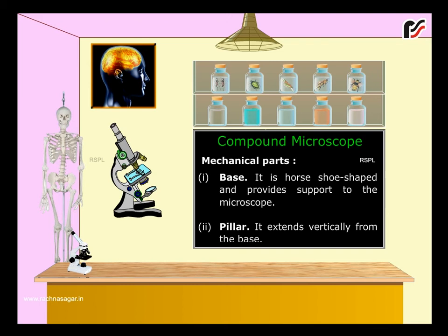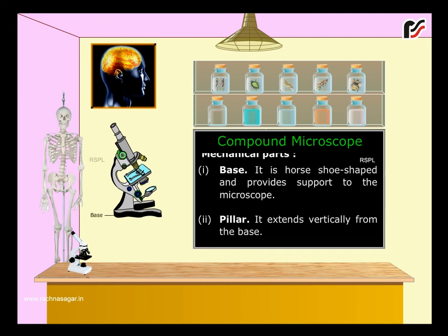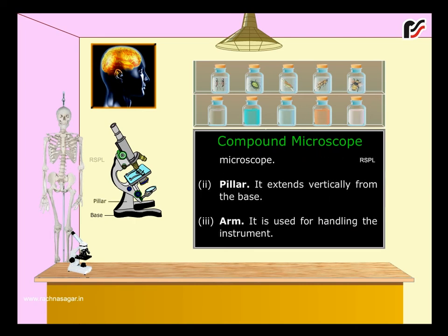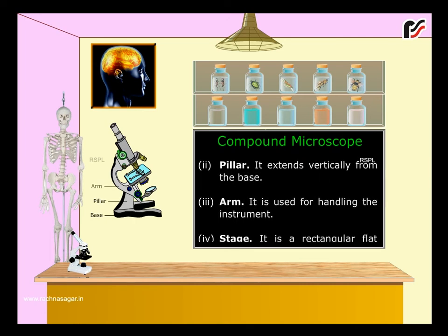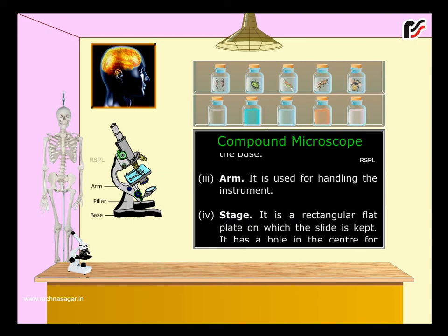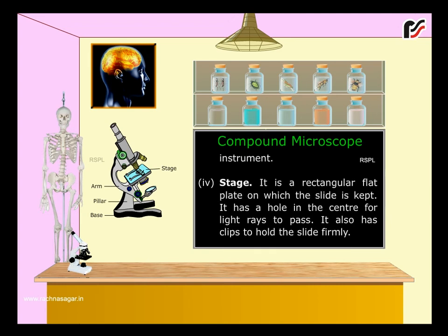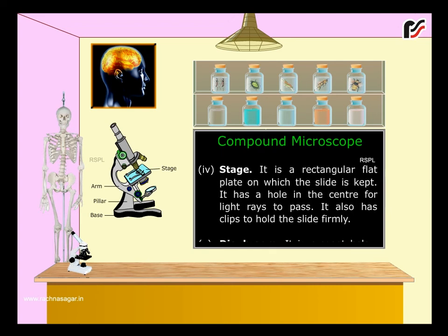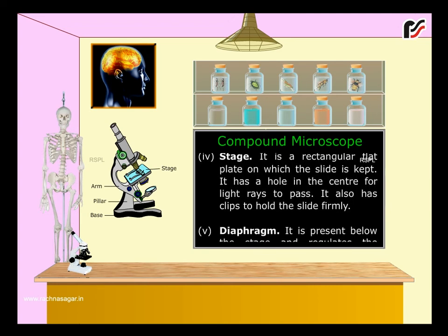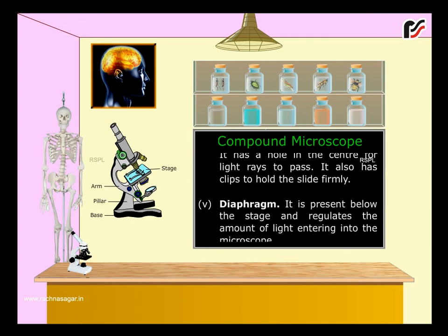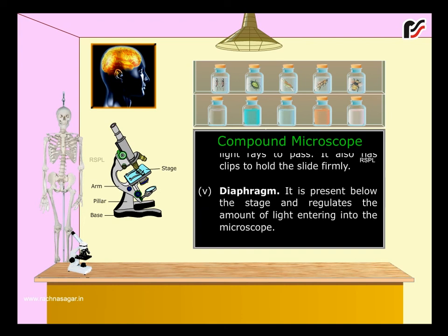Mechanical parts. Base. It is horseshoe shaped and provides support to the microscope. Pillar. It extends vertically from the base. Arm. It is used for handling the instrument. Stage. It is a rectangular flat plate on which the slide is kept. It has a hole in the center for light rays to pass. It also has clips to hold the slide firmly.